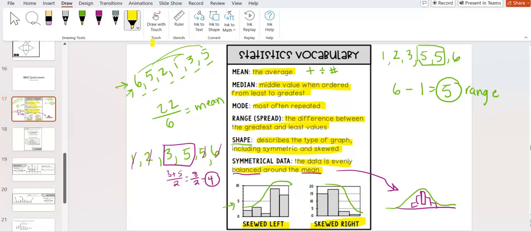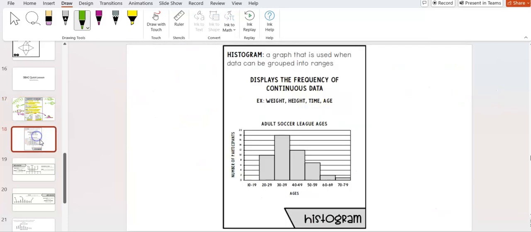So if you haven't done so already, pause and write down everything I've highlighted. You want to make sure you put that in your note taker so you have it. If you want to add the extra examples that I did, you can do that as well. Otherwise, we're going to move on to the next data.